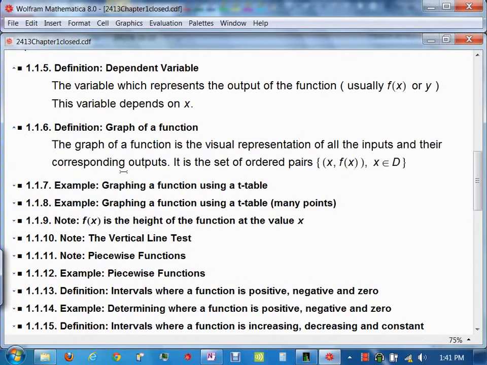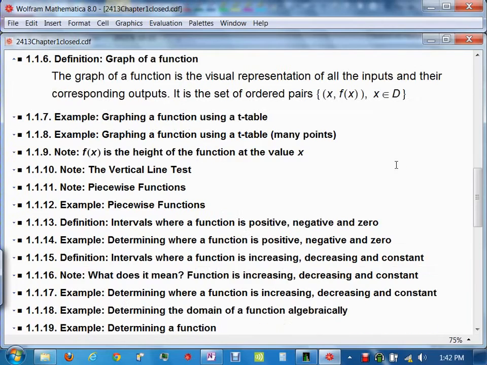Graphs of a function. The graph of a function is a visual representation of all the inputs and their corresponding outputs. It is the set of all ordered pairs, and then I've got this thing over here. What does this mean? Well, this is like a point, like the point 2, 4, right? The x and the y coordinate. It's all the x and y coordinates for every x. That little symbol means element of what? The domain. So for everything that you can plug into the domain, all the outputs, write them out as points, ordered pairs.